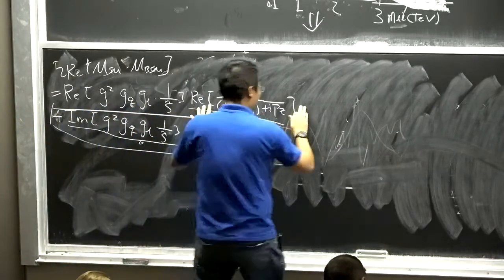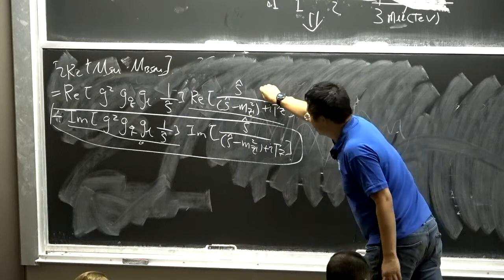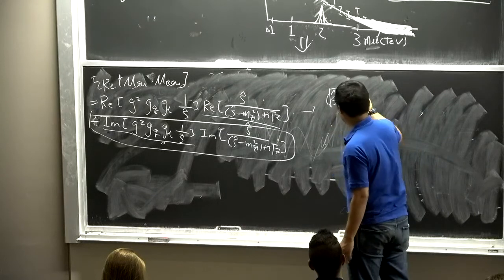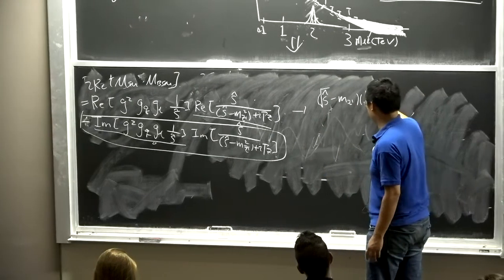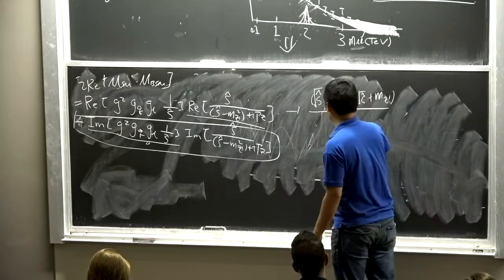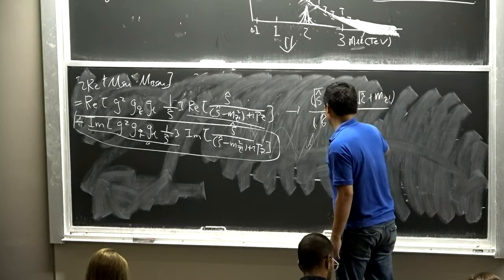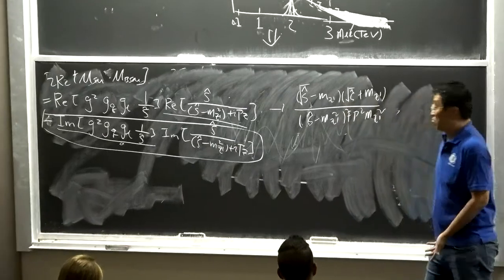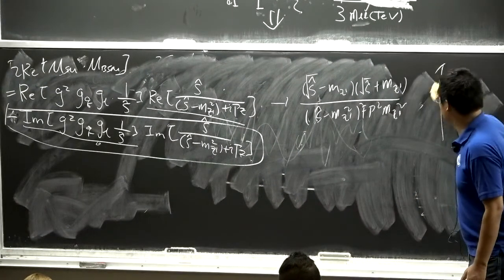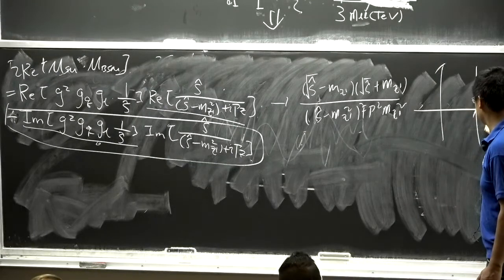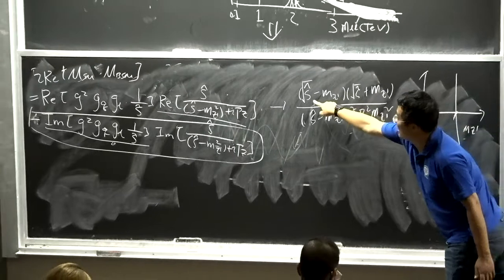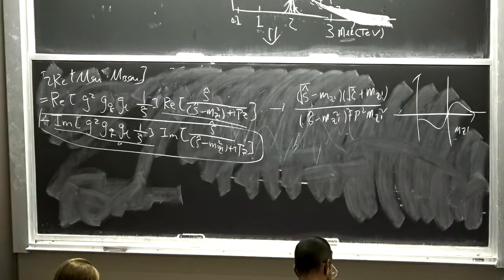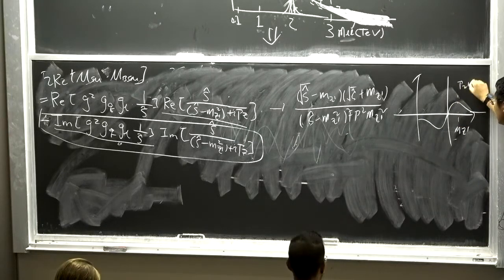But this piece is clearly root s hat divided by mz prime, times root s hat plus mz prime, divided by s hat minus mz prime squared plus gamma squared mz prime squared. So this is the real part. The behavior of this piece around the pole mz prime is like the following: below it is negative, above it is positive. So it's a function like this. The typical peak is at gamma z prime over 2.